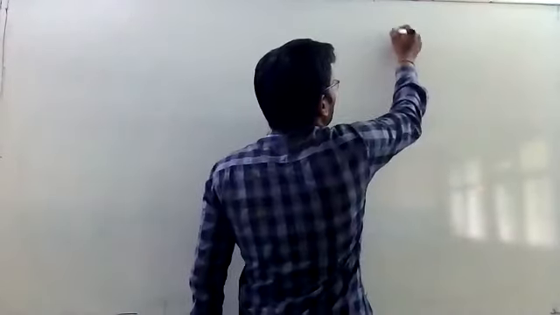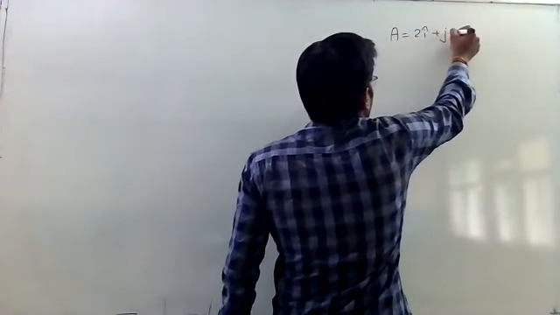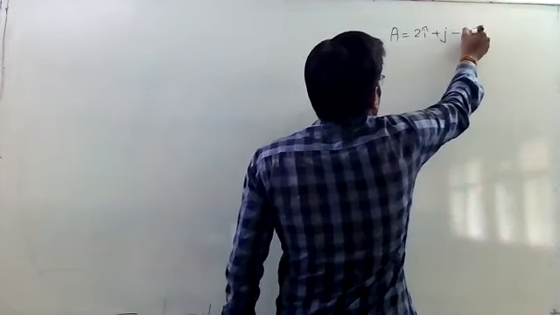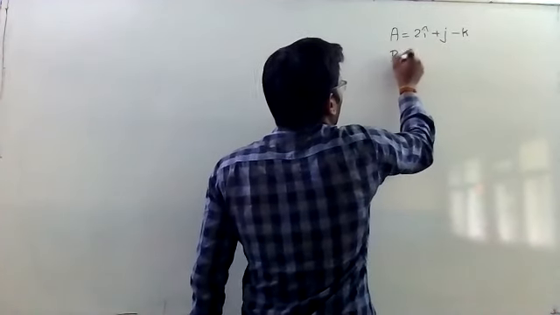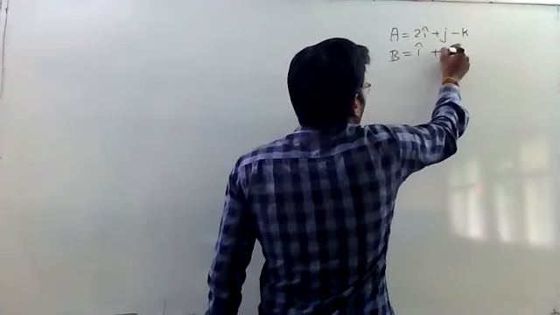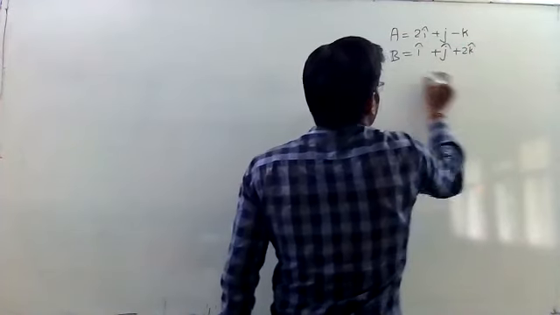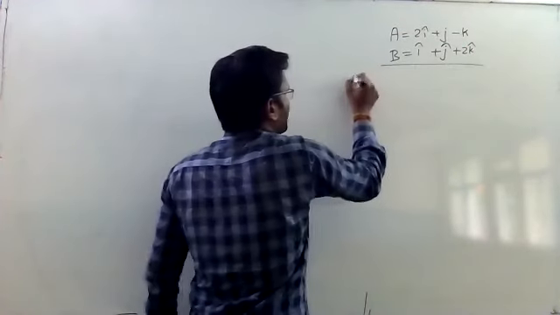Okay, so let's see a question based on the vector product. I am giving you two vectors. A is equal to 2i plus j minus k and B is equal to i cap plus j cap plus 2k cap. In this case, you need to calculate A cross B.